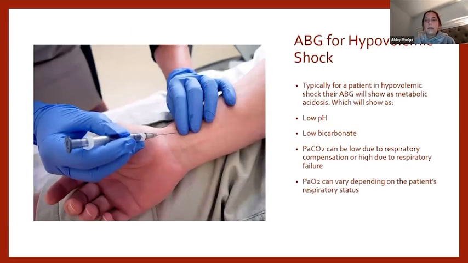So, an ABG for hypovolemic shock will show metabolic acidosis, which will usually show as a low pH. Your patient may have a low bicarb. Their PaCO2 can be low due to respiratory compensation or high due to respiratory failure. PaO2 can vary depending on the patient's respiratory status, so it can really vary from patient to patient.